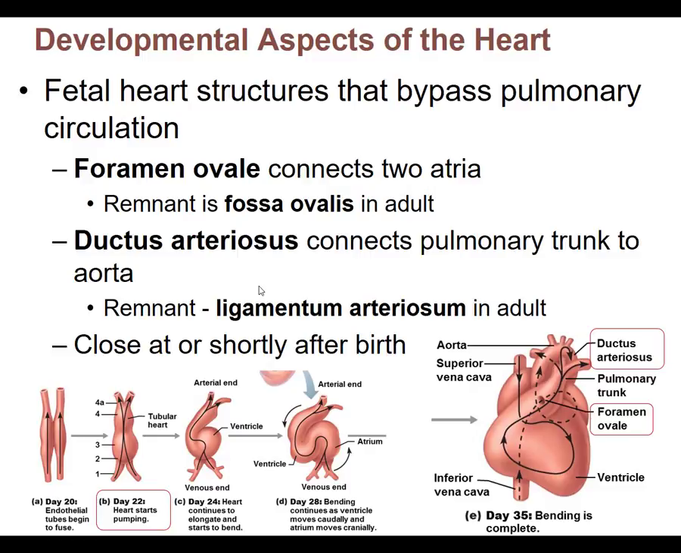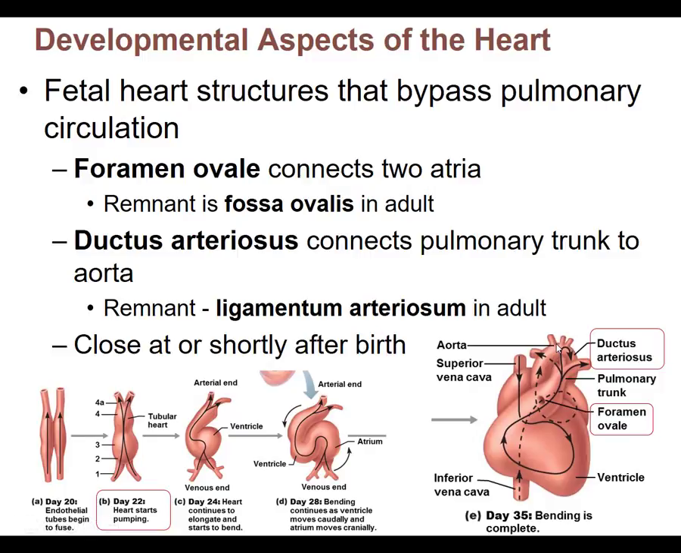Instead of sending all that blood to the lungs, well, let's just loop it back and send it out to the aorta. Just keep it going. It's pointless to send all of that blood out to the lungs. Now, as an adult, that hole goes away, and the remnant, we call it the fossa ovalis. Sounds like a fossil.